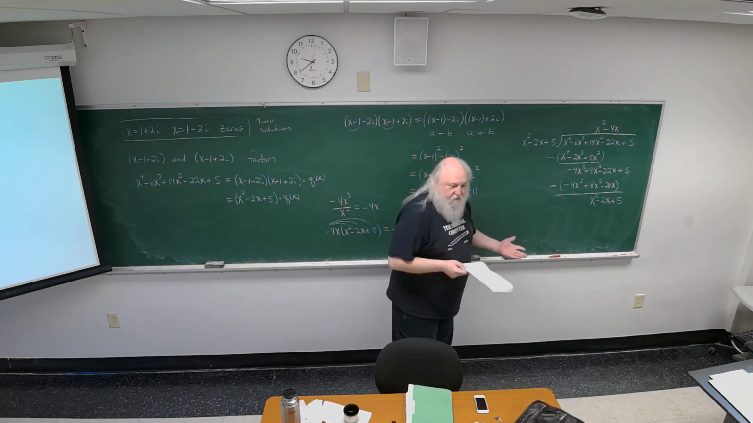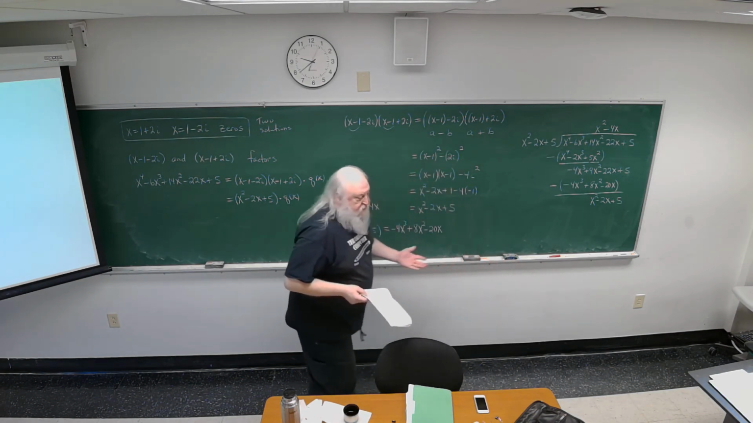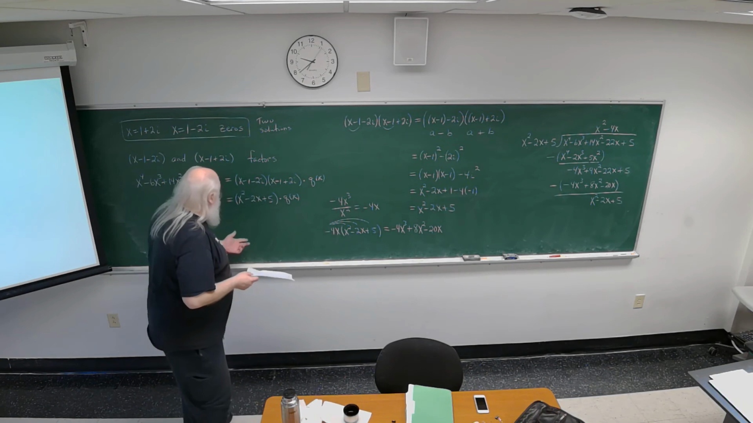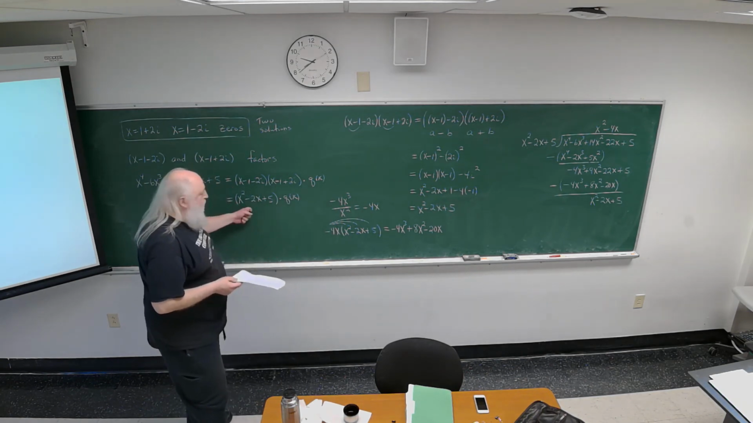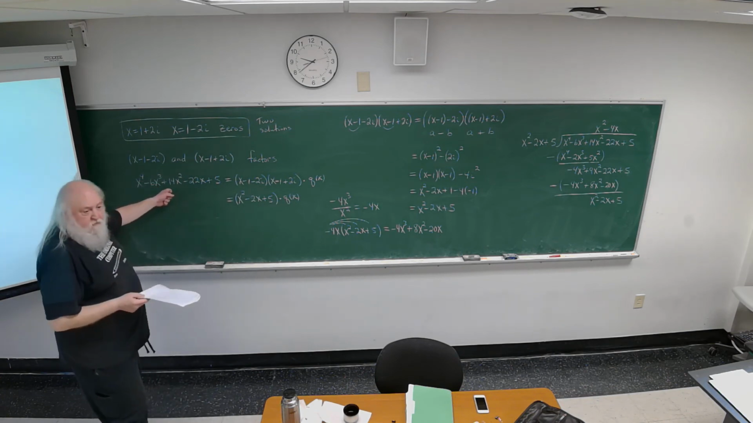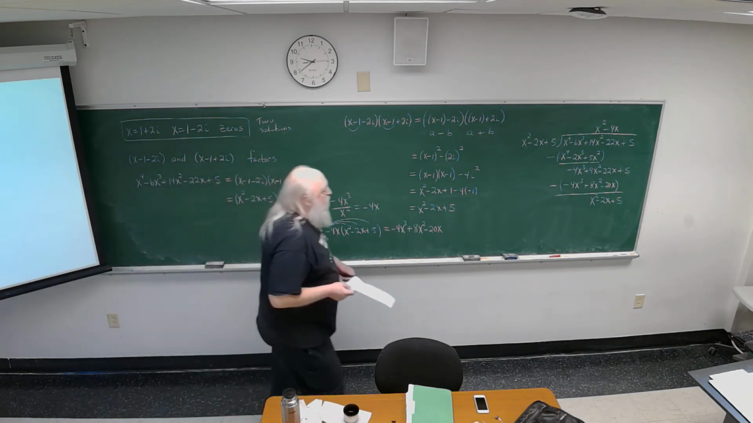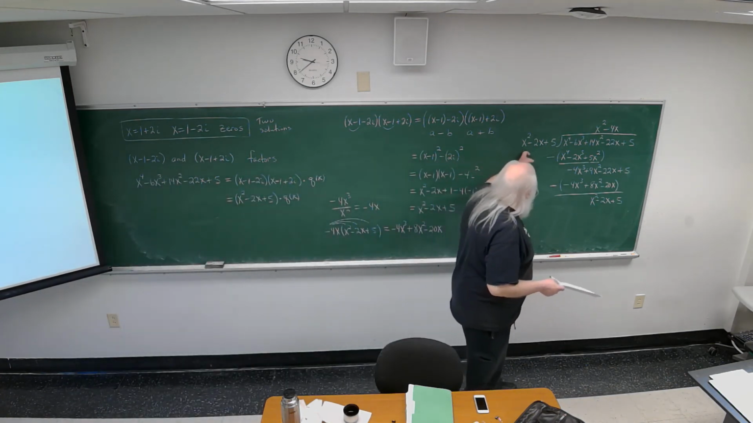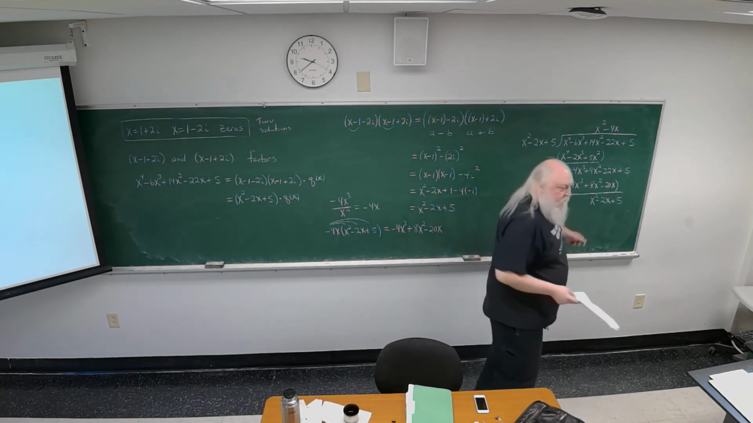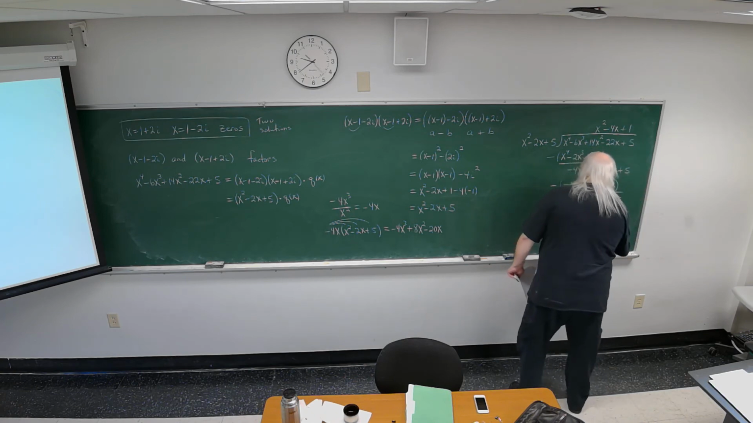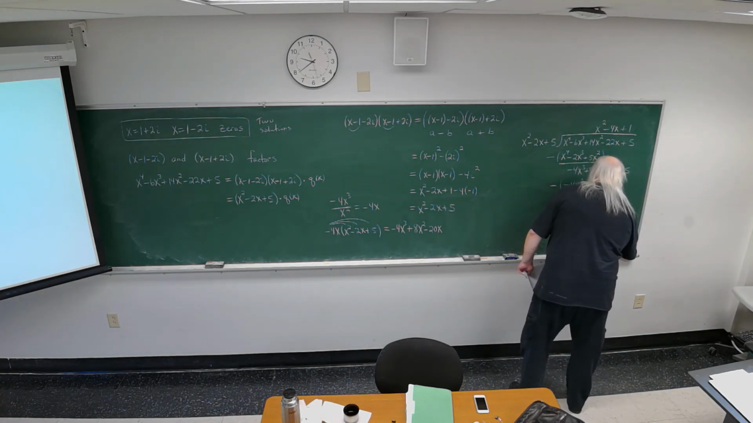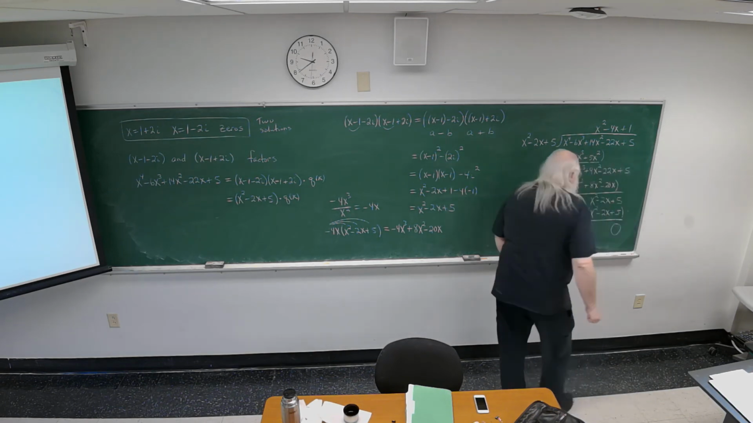The remainder is 0. That shouldn't be surprising because x squared minus 2x plus 5 is a factor of this fourth degree polynomial. And so how many times does x squared minus 2x plus 5 go into itself? Once. So we have plus 1. Remainder 0.